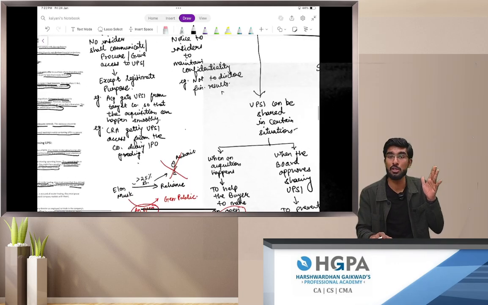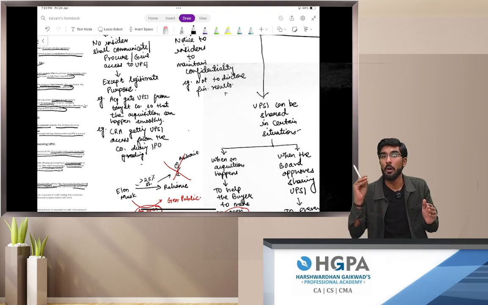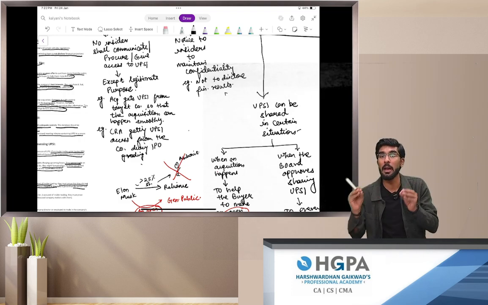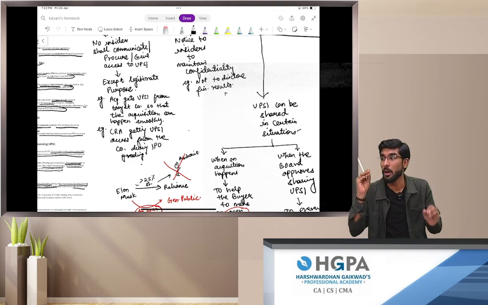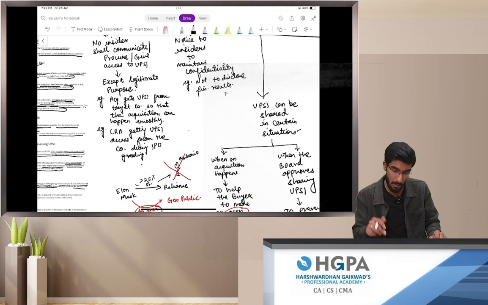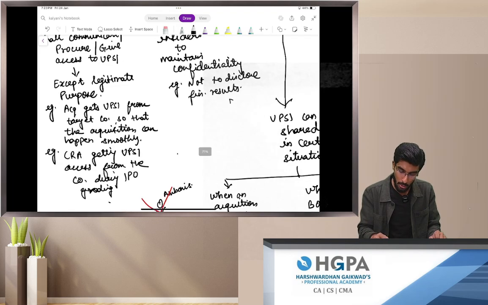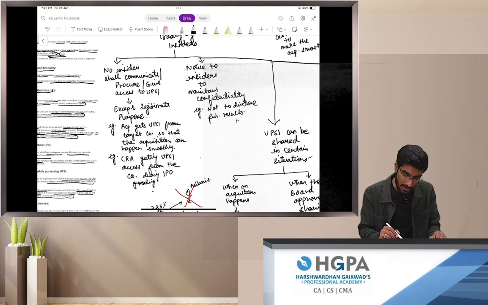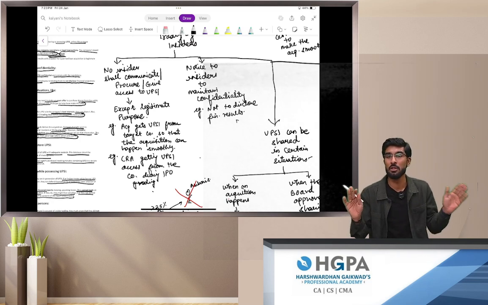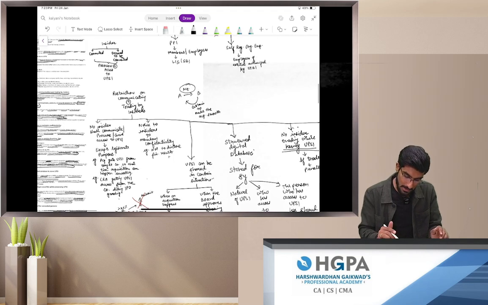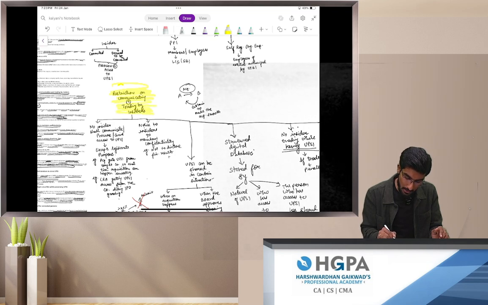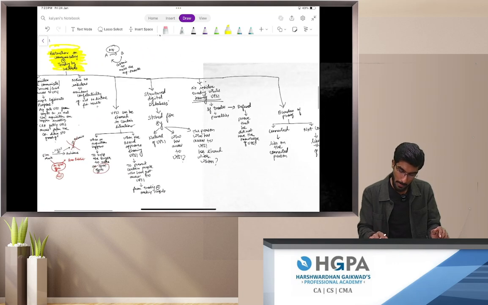Number five is notice to insiders. Insiders should be well aware of how they should treat UPSI if they have it. A notice, a clear code of conduct, where every single person is informed of how to share the UPSI, to maintain confidentiality, and not disclose the financial results. And the last one is no insider shall communicate, procure, or give access to UPSI. That's it, people. This is restrictions on communicating plus trading on UPSI. Okay, you can take the screenshot, people.